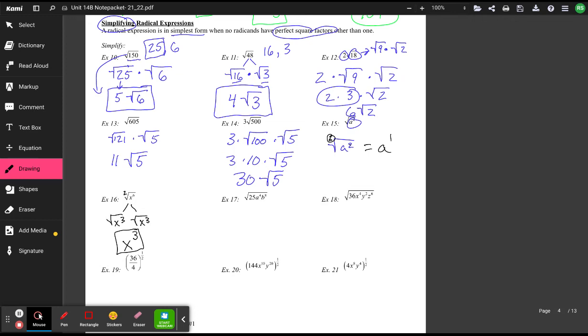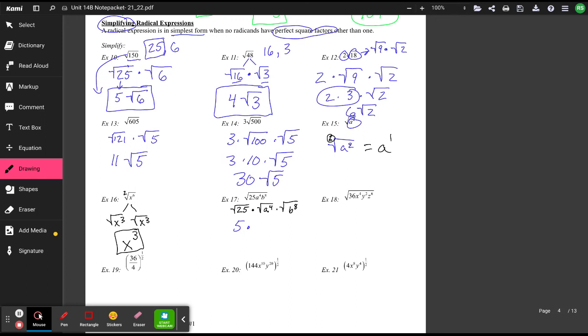So we'll put it all together here in example 17. I like to split apart the radical right away. Rather than looking at the square root of 25 times a to the 4th times b to the 8th, I like to split it. You don't have to do it this way. I do think it helps you stay a little more organized. Now I can find the square root of each part of that product individually. The square root of 25 is 5.